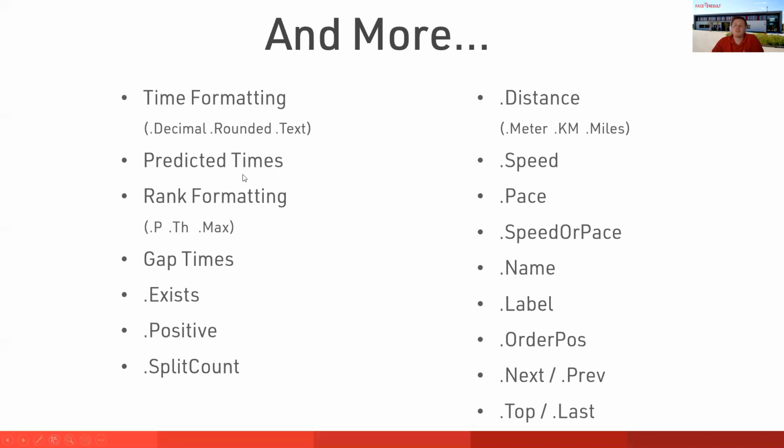You can also call predicted times. We will look at predicted times on the next slide. You can, by extending the expression, define the rank format. You can add a dot, and you can have it first, second, third, and so on. Dot max allows you to call the total number of ranks at that moment, or the total number of participants in that ranking.